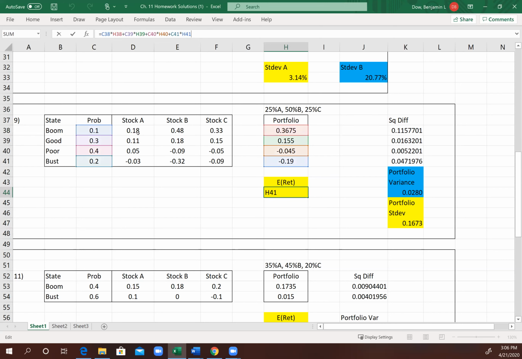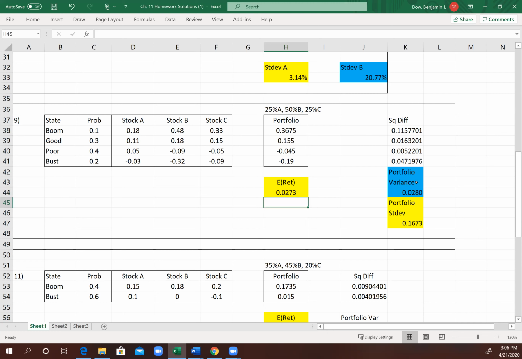Now, to find the expected return, we look at the probabilities of these happening. And we can come up with the expected return of this portfolio. We got it at 2.73%. So a 25, 50, 25 would give us an expected return of 2.73.